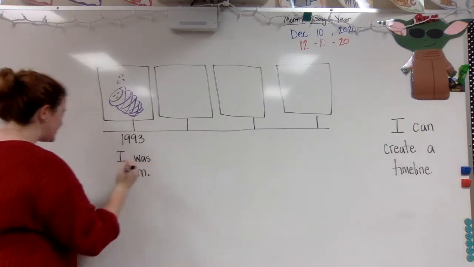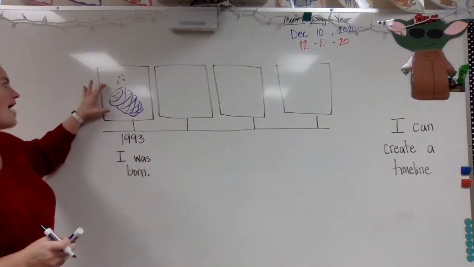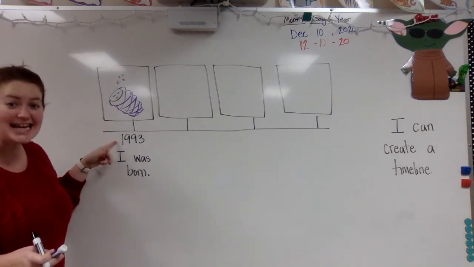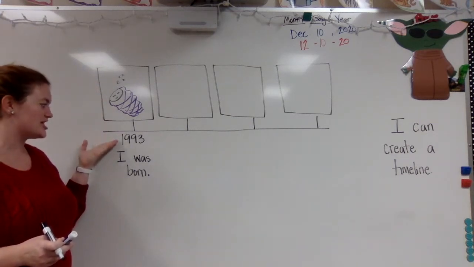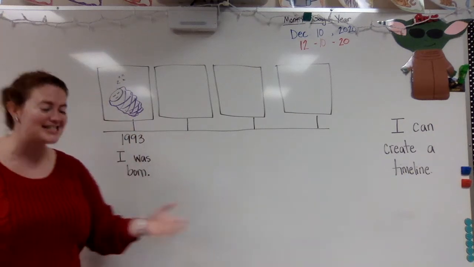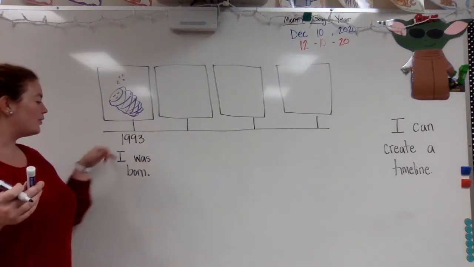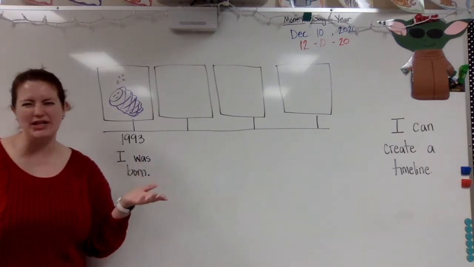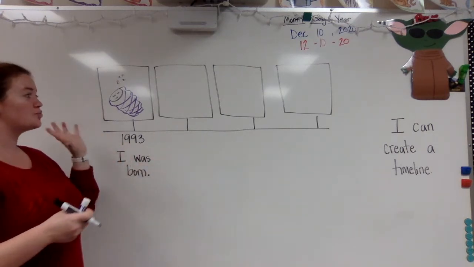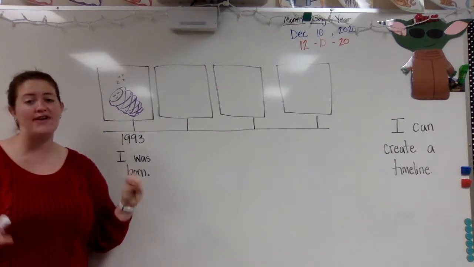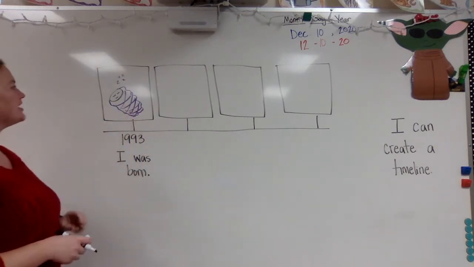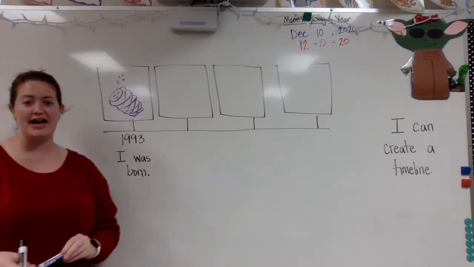So for my first event on my timeline, I have a picture of what happened. I have the date, the year that it happened, when it happened, and then I have a really short description. I was born. I didn't go into more details than that because a timeline is just real quickly, here were the important events, here's when they happened, okay? So there is my first important event.